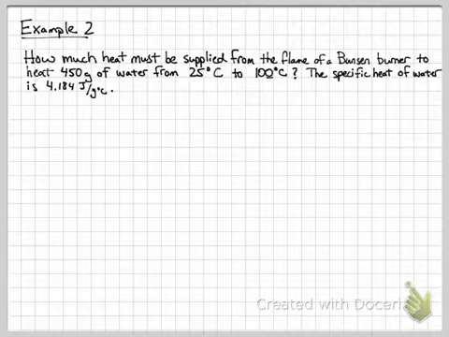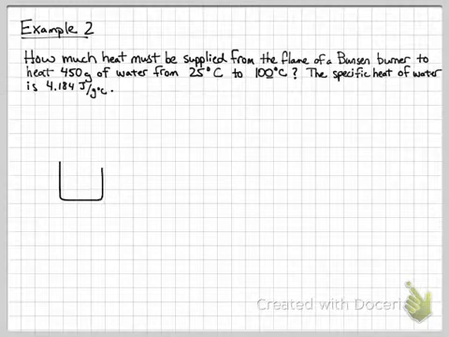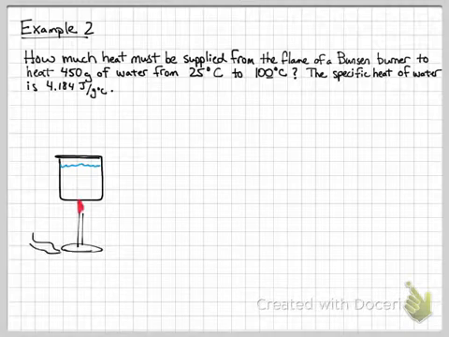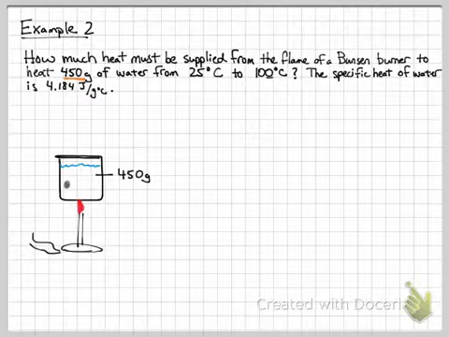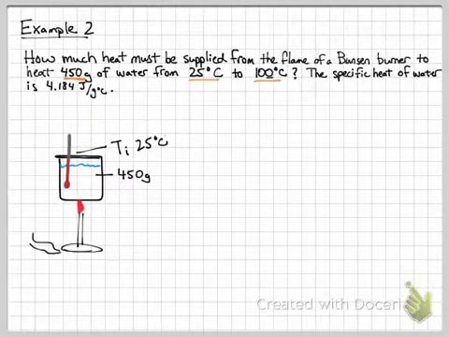So we know that the temperature is going from 25 to 100. We know the amount of water that is present, and we know the specific heat of water is 4.184 joules per gram degree Celsius. So let's do a little drawing. We have a beaker with water. We put it under a Bunsen burner. We know there's 450 grams of water in the beaker, and we are going to heat the water from 25 degrees Celsius up to 100 degrees Celsius. How much heat must have been supplied in order to do that?